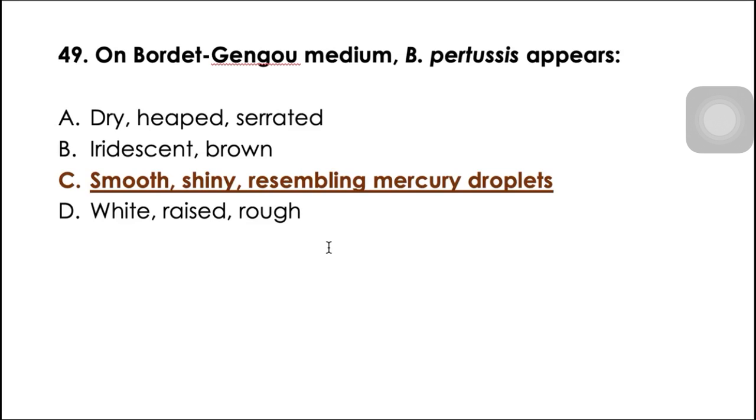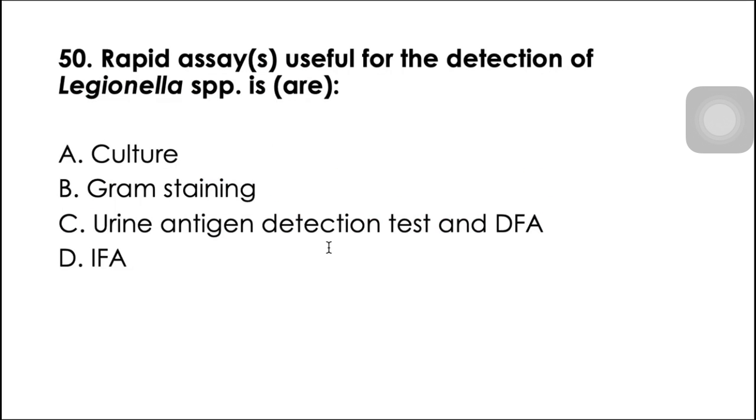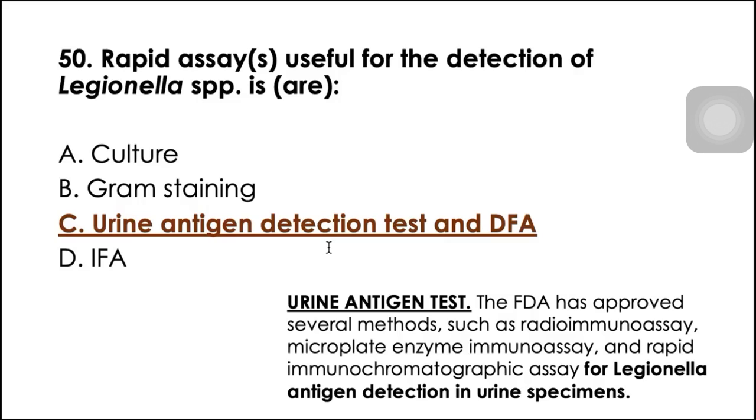Specimen, nasopharyngeal swab. Number 50, rapid assay useful for the detection of Legionella species is or are. Okay, so for Legionella, the common isolate is Legionella pneumophila, causing Legionnaires' disease, which is characterized by pneumonia-like symptoms. And the milder form of Legionnaires' disease is Pontiac fever, characterized by fever but no pneumonia manifestation. And the rapid assay for the detection of Legionella is the urine antigen detection test, and the direct fluorescent antibody test.